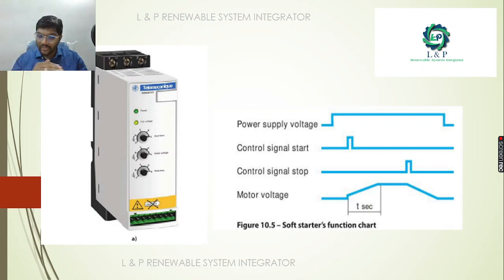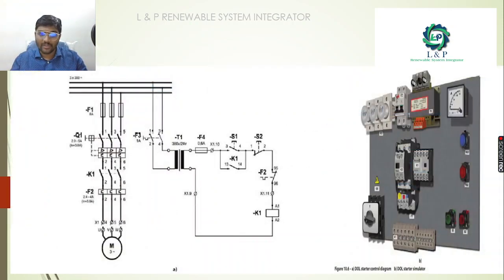If we get into the functional charts, we have the motor voltage. By monitoring this motor voltage for a particular period of time, we have a control signal start point as well as a control signal stop point, so that we can supply the power supply voltage in an efficient way. As we told earlier, this is a DOL starter control diagram.